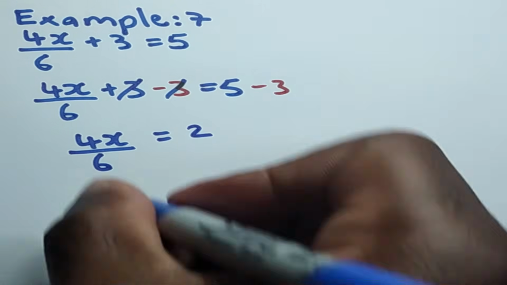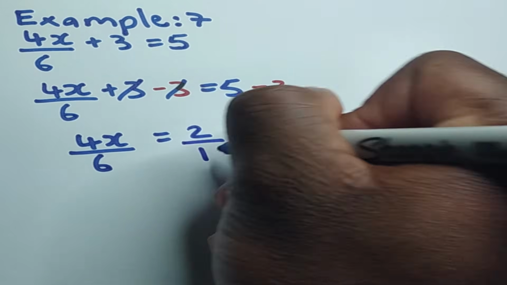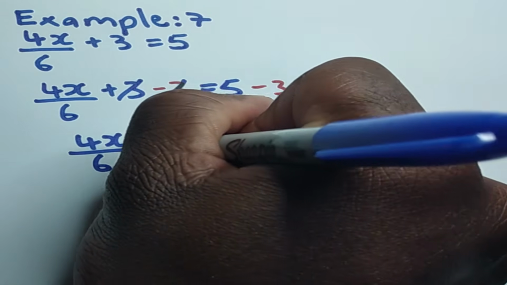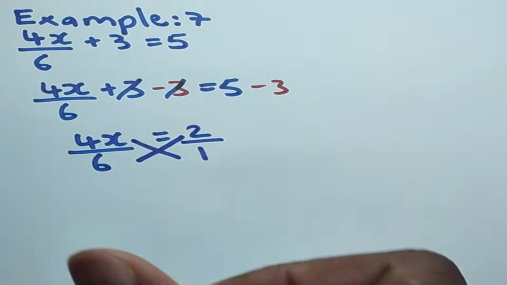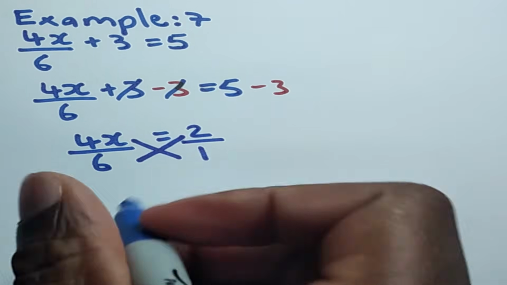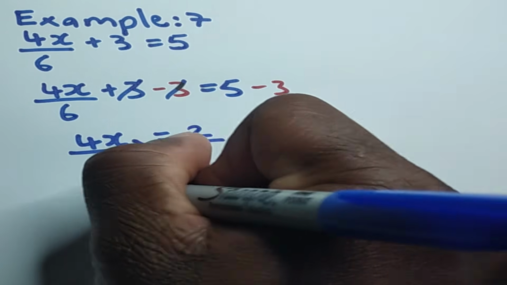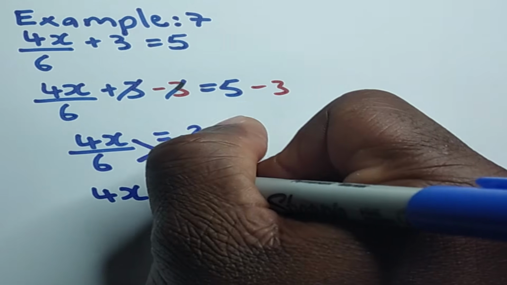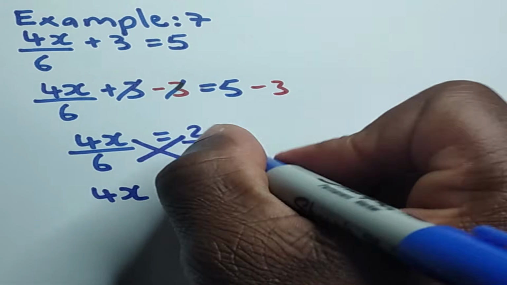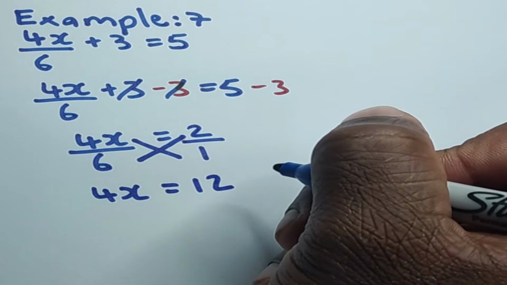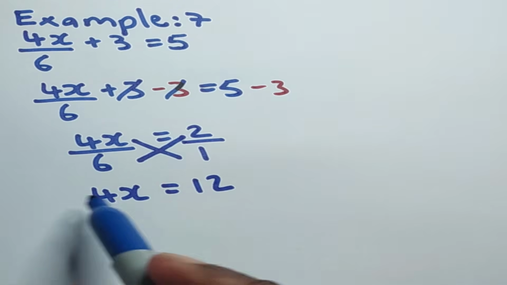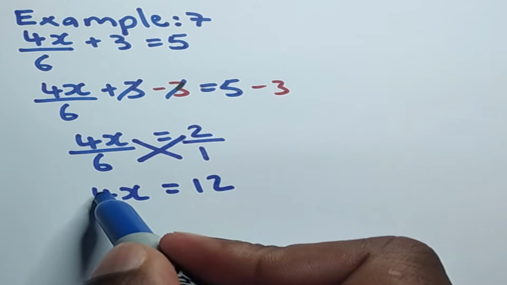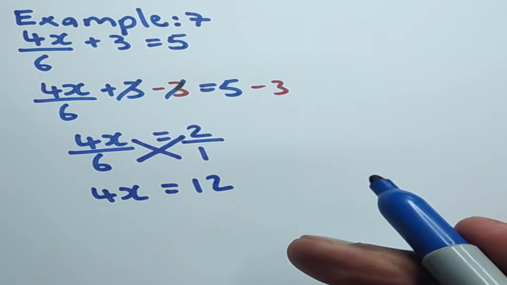Now what we can do is to simply put this thing over 1 and cross multiply. All right. So we'll end up with 4x times 1. 1 times anything remains the thing, so we'll be left with 4x just the same. 2 times 6, that's 12. And we already know how to deal with a scenario like this. This is 4x, which is the same thing as 4 times x.